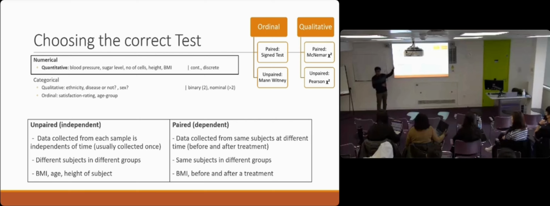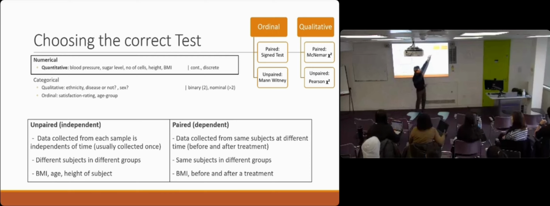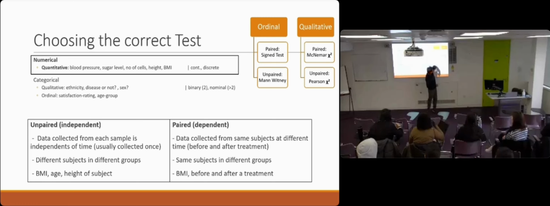So we have seen a big tree, right? First thing is numerical and categorical. If it is categorical data that you have, you go for this. In categorical you have ordinal or qualitative, right? If it is ordinal and a paired test, you go for paired t-test, and if it is unpaired, you go for the Mann-Whitney test. If it is qualitative, for paired you go for McNemar, and for unpaired you go for Pearson. Still there is a question of pairing and unpairing.